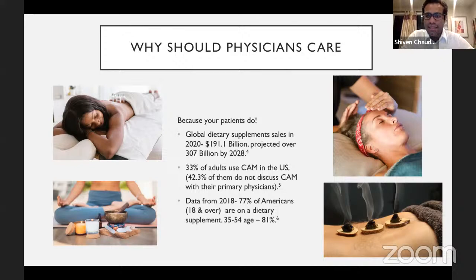In 2018, 77% of Americans 18 and over were actually on a dietary supplement. And I think that number is pretty darn insane, right? In the age bracket 35 to 54, it was 81%. So I think this is why we should all care about this, right? I'm just going to point out a couple of these pictures.